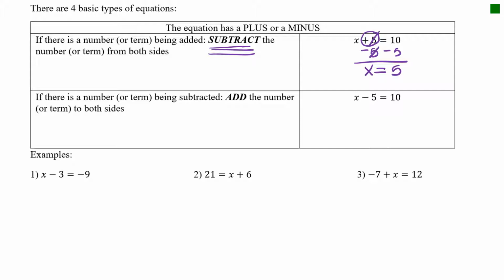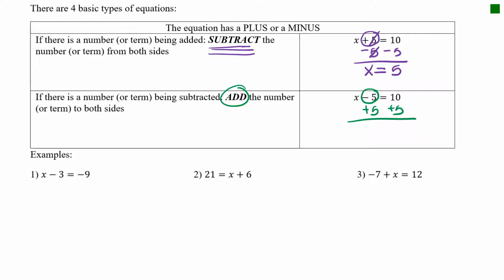Bada bing, bada boom. If there is a number or term being subtracted, we are going to add. So right there is the number being subtracted. Opposite of subtraction. Ooh, it's going to be a good year. You got to guess what I'm saying. We're going to add 5 plus 5 plus 5.